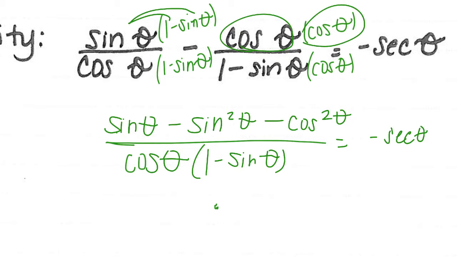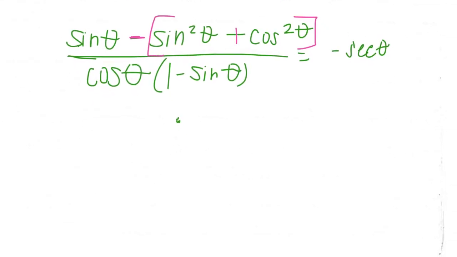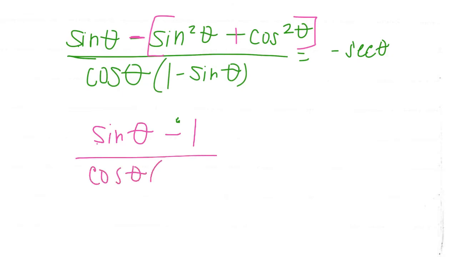Now, as you can see, I have a trig identity here. So hopefully you know your trig identities. If I was to factor out this negative, this would be sine squared theta plus cosine squared theta. And what is that equivalent to? Good, you guys know your trig identities, and that is 1. So I have the sine of theta minus 1 all over the cosine of theta times 1 minus the sine of theta. And again, all of that is equal to negative secant of theta.